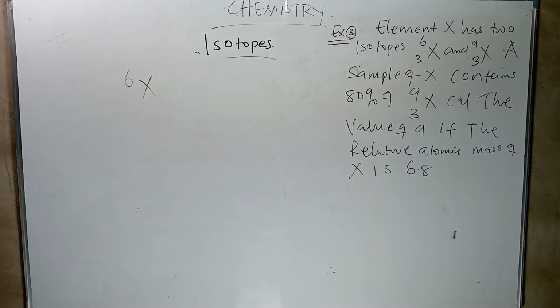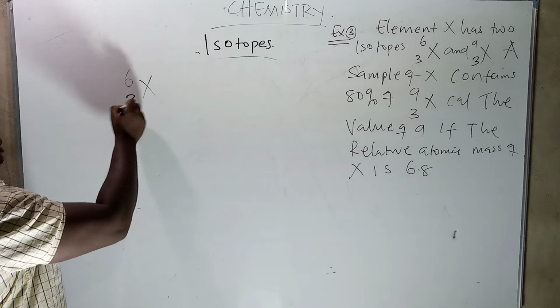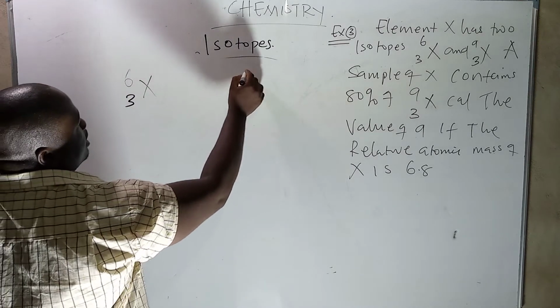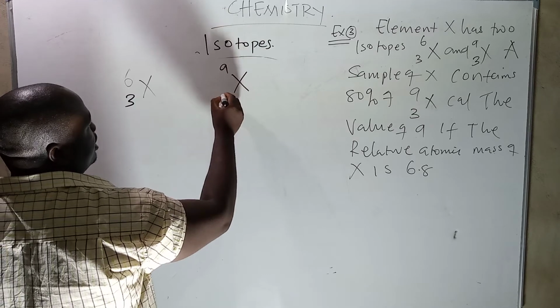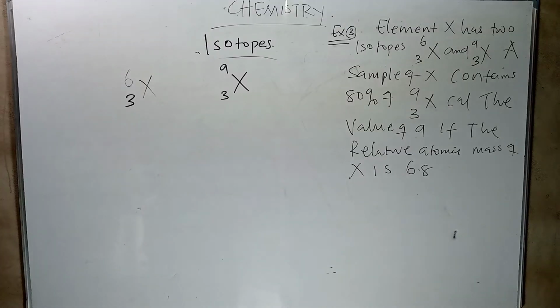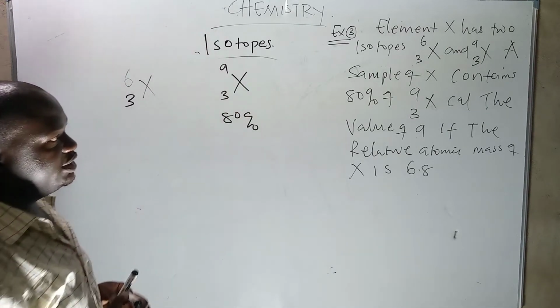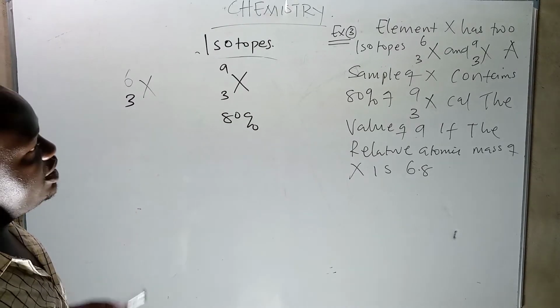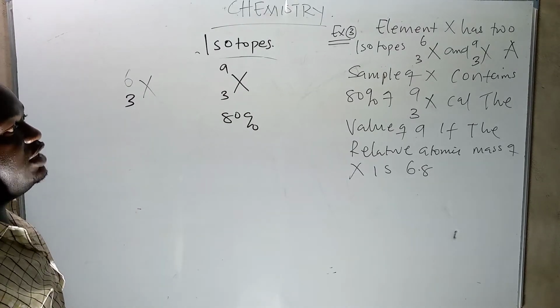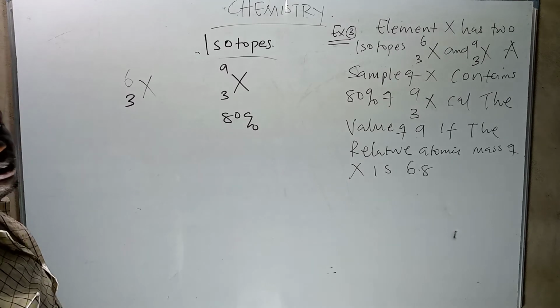It has an isotope of 6, 3, and another one X, mass number of A, and proton number or atomic number of 3. A sample of S contains 80% of this. So you have 80% of this. Calculate the value of A if the relative atomic mass of S is 6.8.